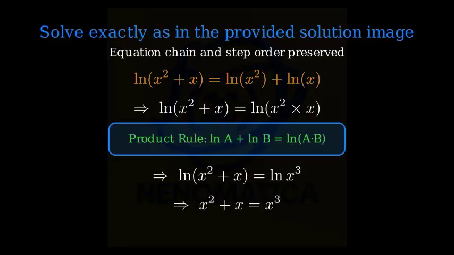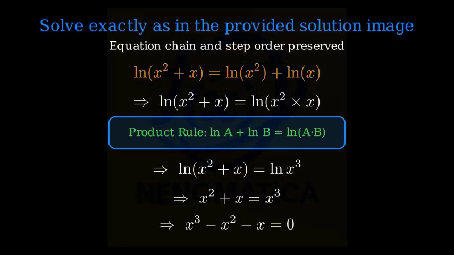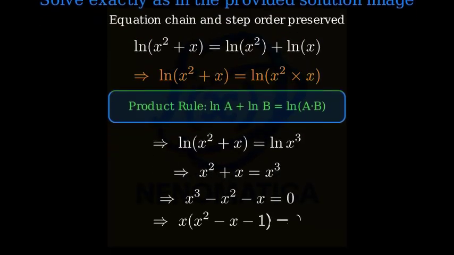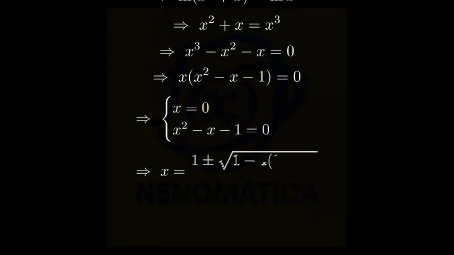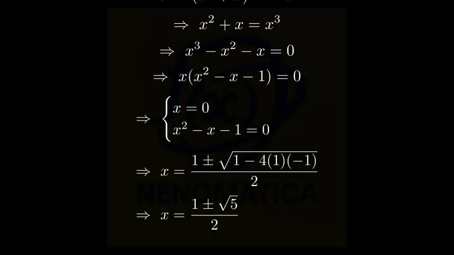Step 4. Since natural log is one-to-one on its domain, equate the arguments. That yields x squared plus x equals x cubed. Step 5. Move all terms to one side. X cubed minus x squared minus x equals 0. Step 6. Factor out x. We get x times the quantity x squared minus x minus 1 equals 0. Step 7. From the factorization, we have a system. X equals 0, or x squared minus x minus 1 equals 0.